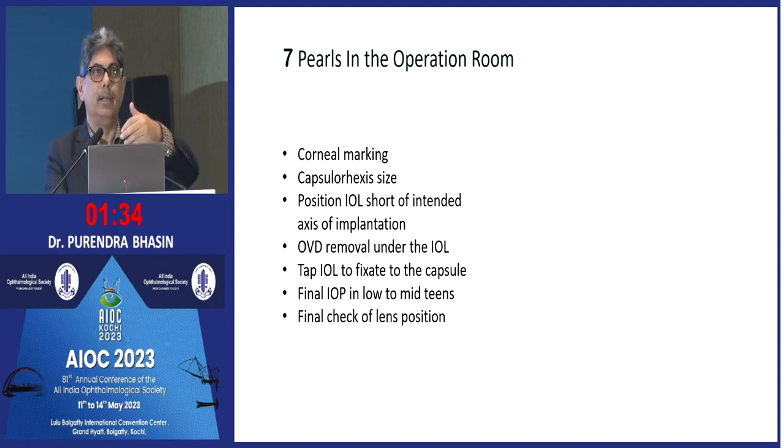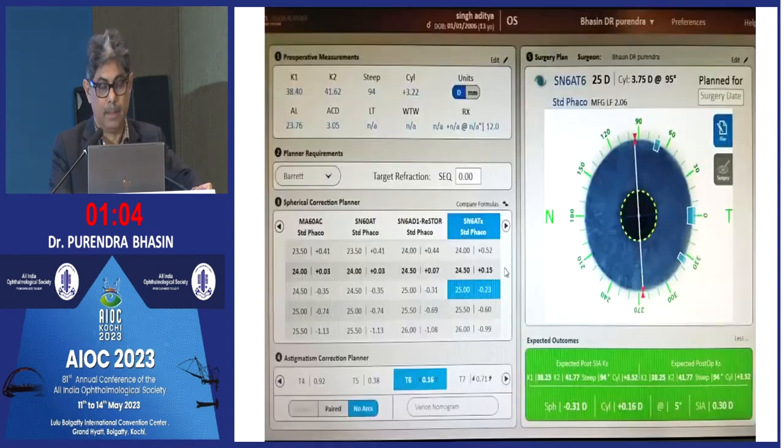And then once you have implanted, you have removed the viscoelastic from behind, you can rotate the IOL. OVD removal under the IOL is very important. Tap the IOL to fixate it to the capsule, and final IOP should be in the low or mid teens. It should not be overfilled, otherwise the lens can rotate in the immediate postoperative period. And finally, before removing the speculum, you should check whether it is aligned with the desired axis.